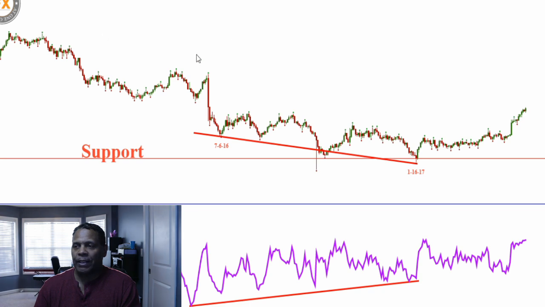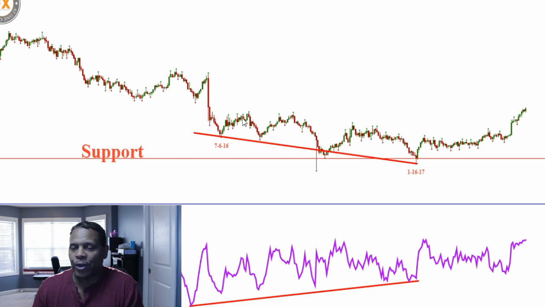And then the same thing in a downtrend, where you could see this support level. Look how long this bullish divergence was lasting while the market was continuing to the downside. It went from 7/6/16 to 1/16/17, so about 6 months or so, this market continued to go to the downside while there was major divergence. But it didn't really kick in until it got to this support level.